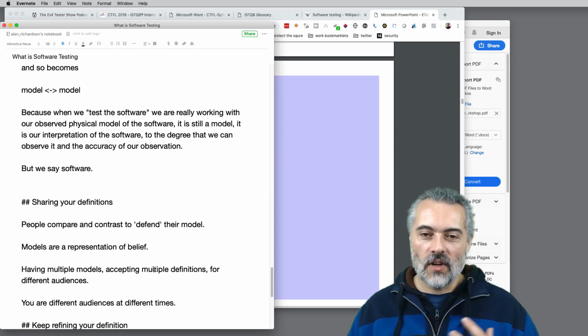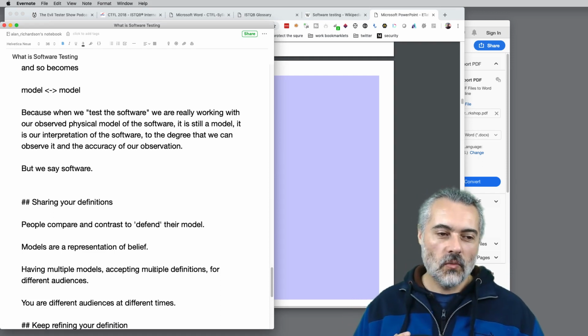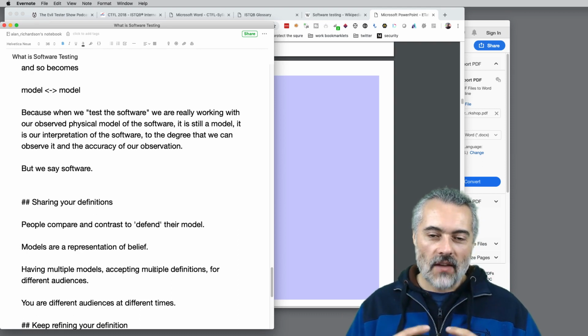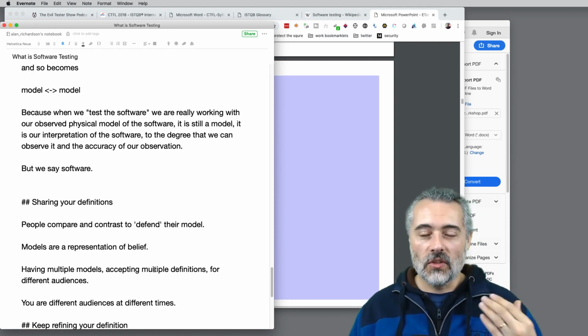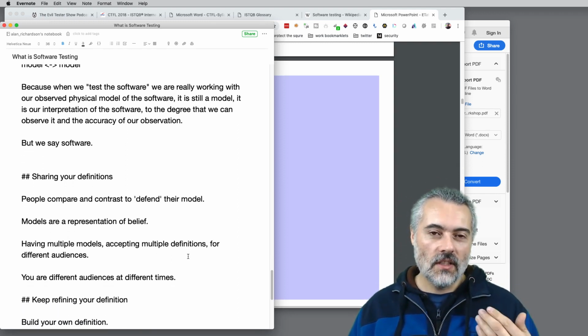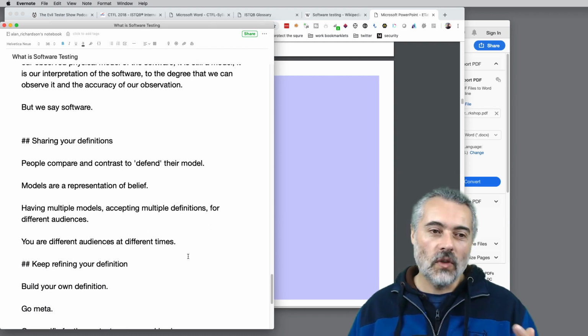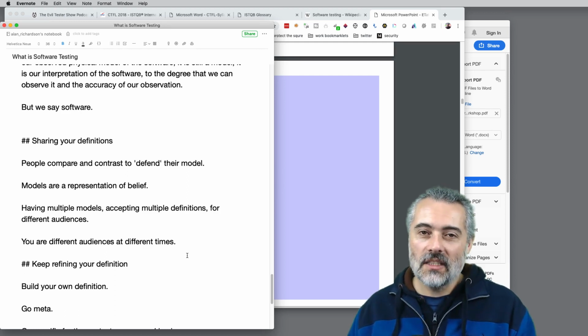Because models are very often a representation of our beliefs, and we defend our beliefs because very often we're not used to having multiple models and accepting multiple definitions of models, or even accepting that these definitions were created for different audiences, and we're not that audience. We might have learned more than that audience was pitched at.